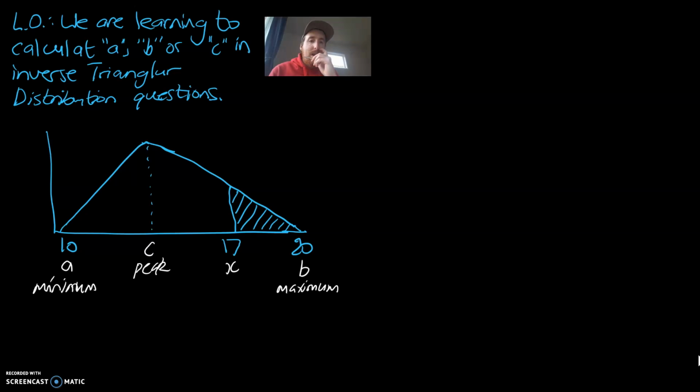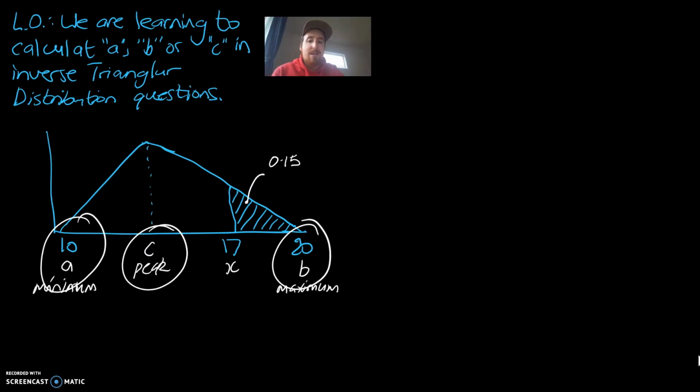And then our X value that we're interested in here is 17. So we're looking at an inverse question. That means you're given a probability normally. From our question, I'm going to say that the probability of someone falling between 17 and 20 is about 15% or 0.15. Our goal today is to inversely work backwards to figure out an A, B, or C value.